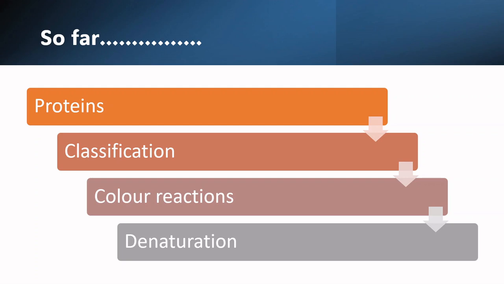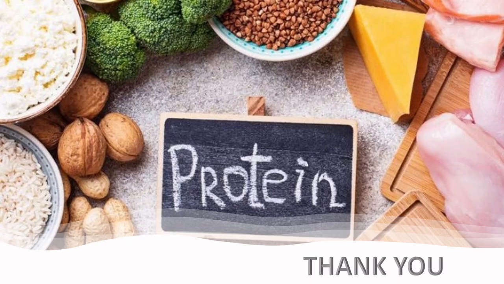So far in this class, we have learned about proteins, classification of proteins based on their composition, the color reactions of protein, and denaturation of proteins. In the next class, we will study the structure of protein. So till then, thank you.